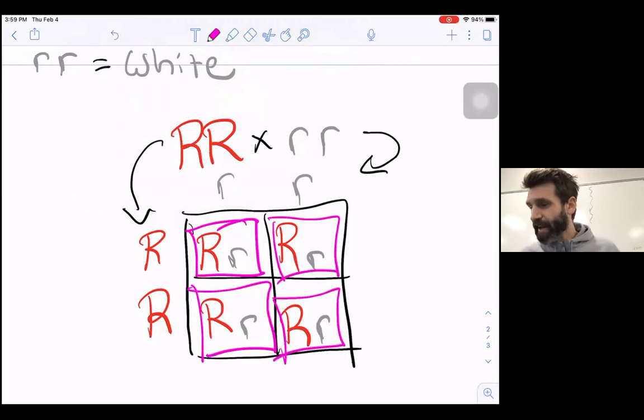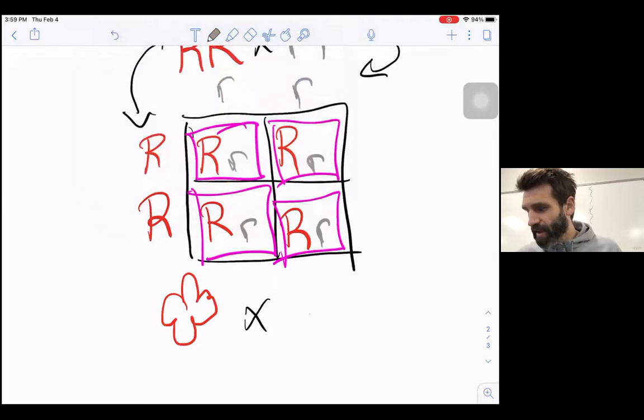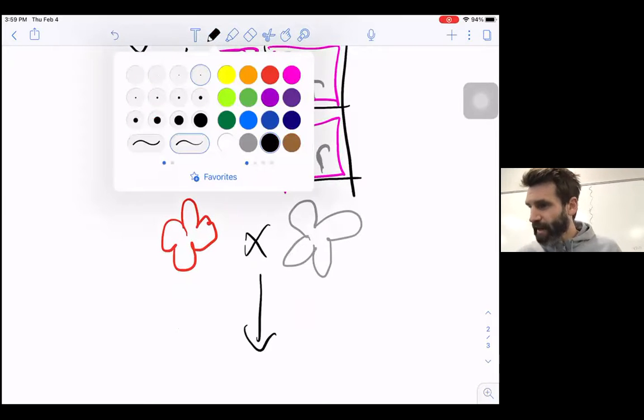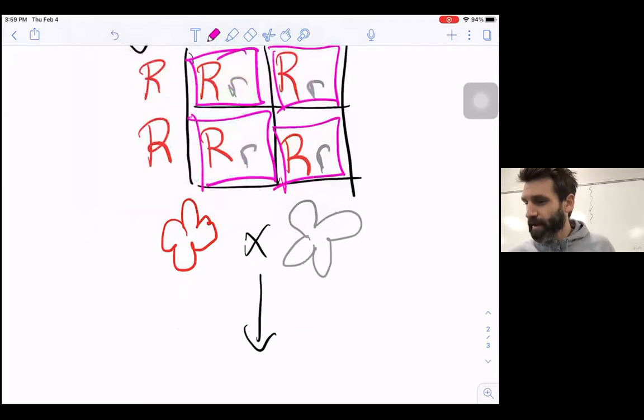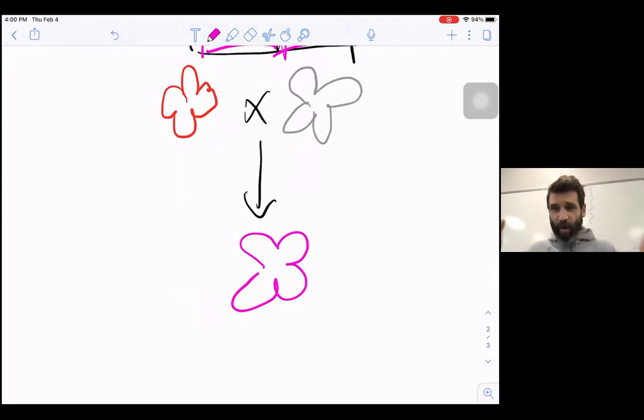100% are pink. So basically to them, they crossed a red flower with a white flower, and all of the offspring gave them pink flowers. And they were like, okay, that makes sense in the world. Red and white, you mix it together, it's pink. The world makes sense.